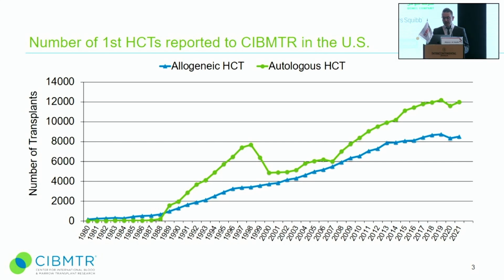The slide I'm showing now shows the annual number of allogeneic and autologous transplants reported to CIBMTR from the United States. And as you can see here, there is a consistent increase in the number of allogeneic transplants, and the number has now passed 12,000 annually.